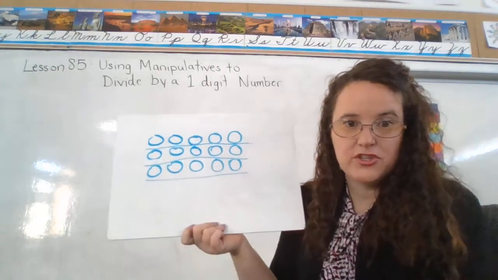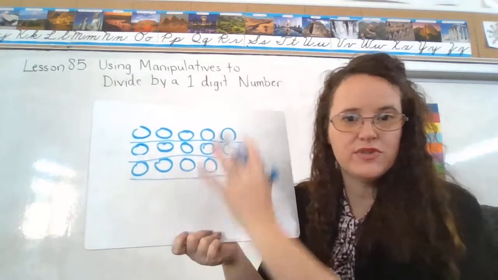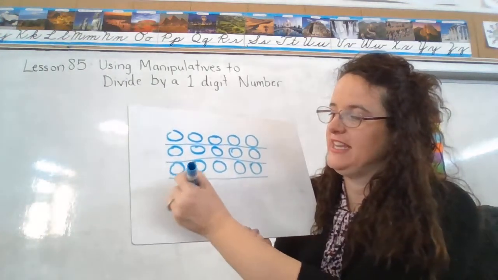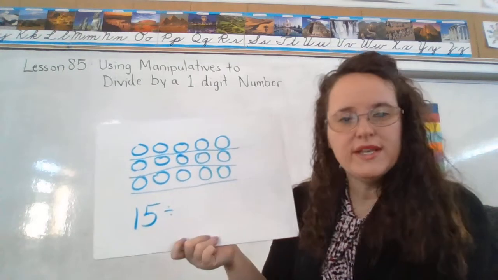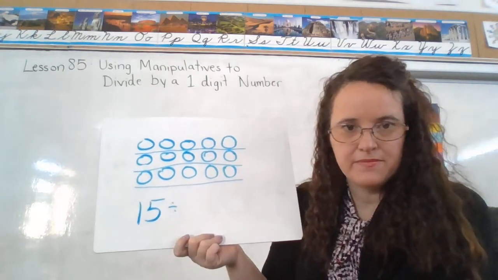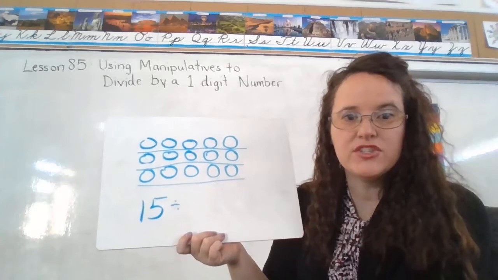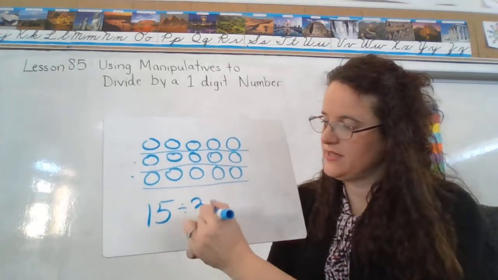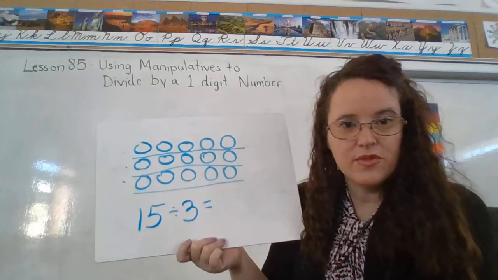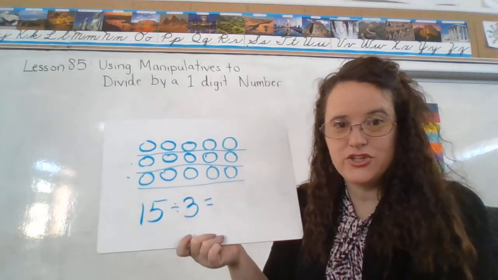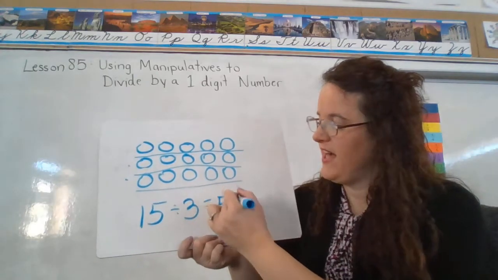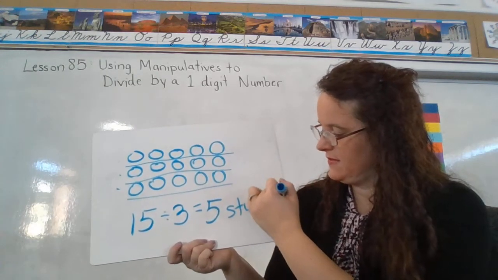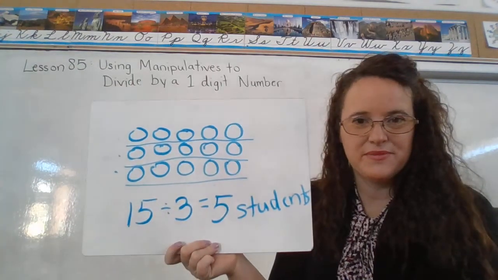Now we have to write the division problem. Well, how many students did we start with? We started with 15. What did we divide by? We divided 15 students into 1, 2, 3 rows. And so then how many students were in each row? 5 students. There's our answer.